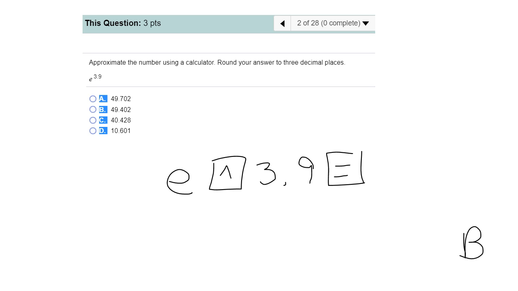Question 2 is another calculator question using Euler's number. Remember, Euler's number is the letter E on the calculator. You would simply find the Euler's number key and enter the exponent 3.9, which in my example, the correct answer would be B.